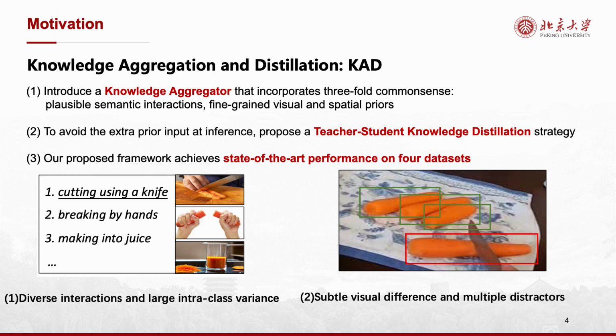Motivated by this, in this paper, we propose a new framework, namely Knowledge Aggregation and Distillation, KAD. Firstly, we introduce a knowledge aggregator that incorporates threefold common sense pertaining to active objects, encompassing plausible semantic interactions, fine-grained visual and spatial priors, serving as a cheated teacher to facilitate more accurate AOD localization. Secondly, in practical scenarios, the category of active objects remains unknown during inference, rendering the acquisition of the aforementioned threefold priors challenging. To avoid the extra prior input at inference, we propose a teacher-student knowledge distillation strategy to transfer knowledge from the cheated teacher to the student. Third, our proposed framework achieves state-of-the-art performance on 4 datasets.